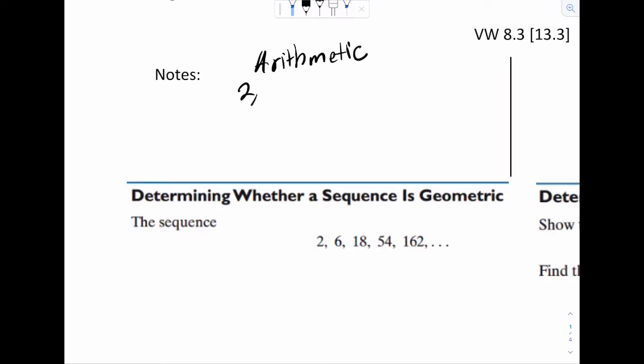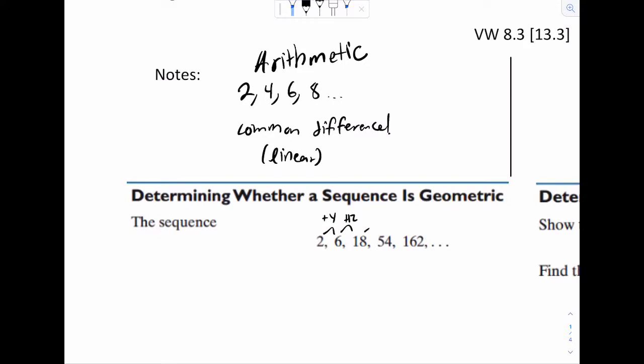Arithmetic is something like 2, 4, 6, 8, ... meaning there is a common difference. And again, we just think of that as linear. Here I can see that's going up by 4, up by 12. This would be up by 36. So already we can see that this is clearly not linear, right? It's not going up by the same amount, which means this information is not helpful.